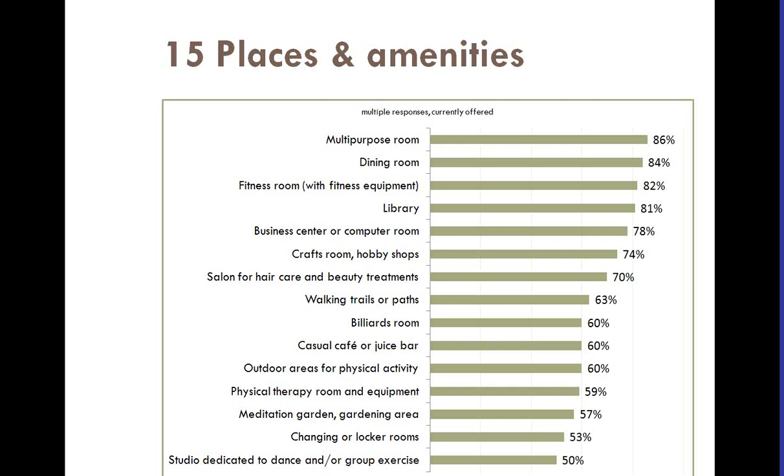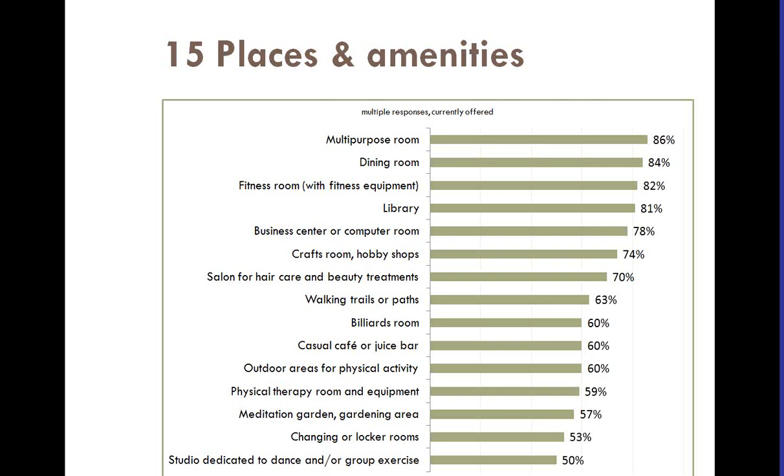But what is really interesting here is the growth in the outdoor areas for physical activity. You'll see that 60% of you are delivering now outdoor areas for physical activity. That's beyond just walking trails and paths that are at 63%. You also see that 70% of you actually have salons for hair and beauty treatments, but another area that is growing with that is the spa area. So we see that not only are you growing your programs, but you have multiple places that you're delivering them.